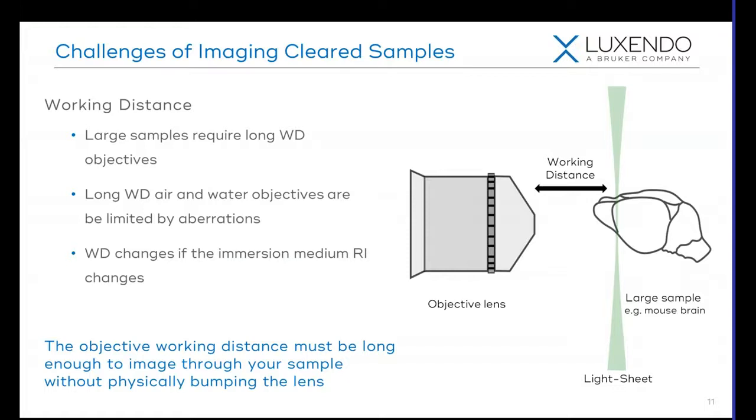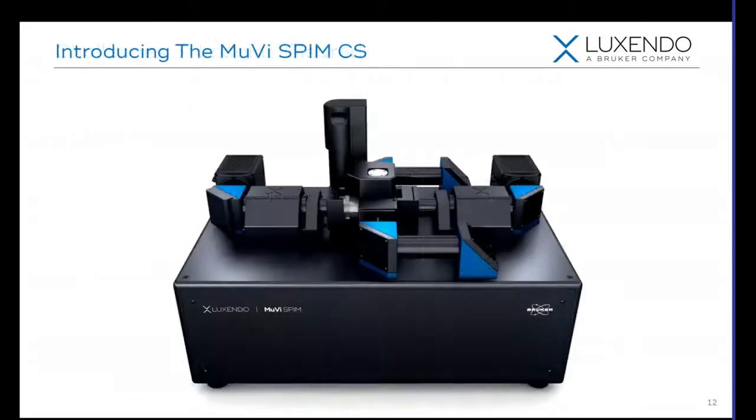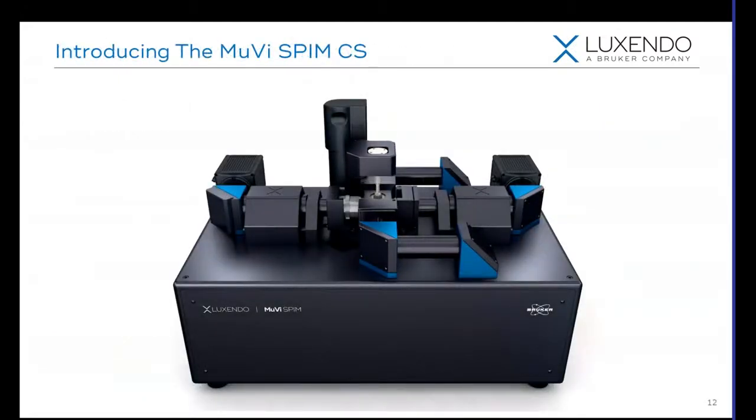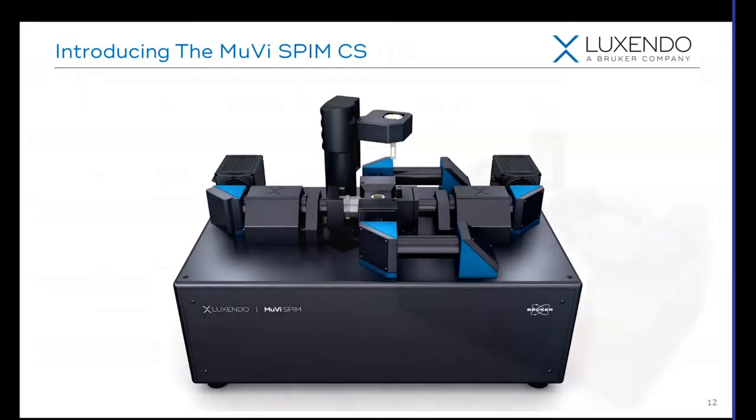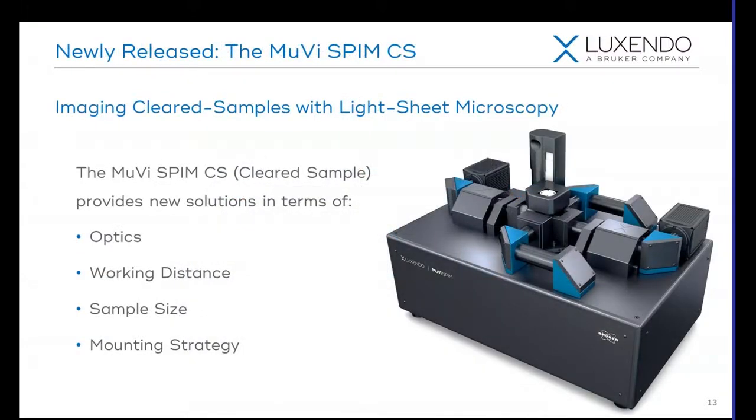With all of these challenges in mind, we've now developed an extension off of our current multi-view SPIM, the new MuVi SPIM CS, or MuVi SPIM for cleared samples. This is a new design as far as optics, working distance, sample size, and sample mounting strategies, specifically geared around imaging cleared samples.